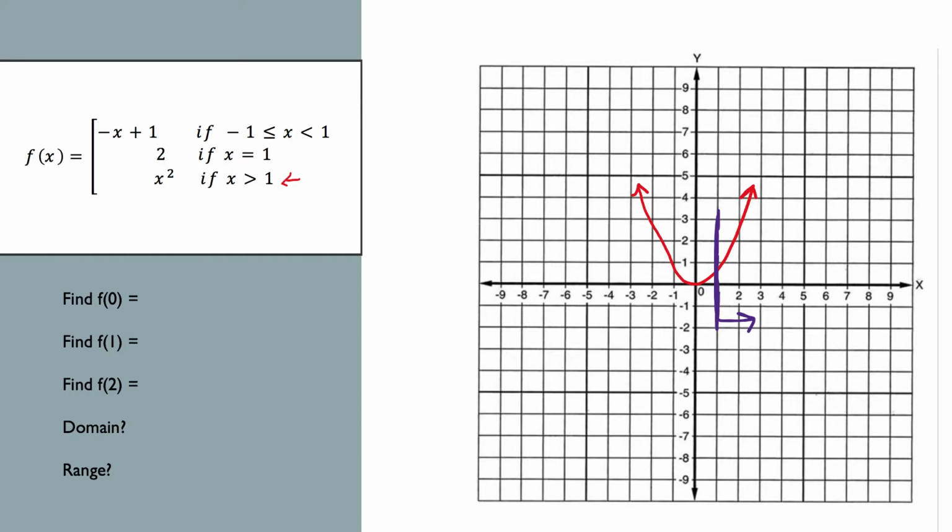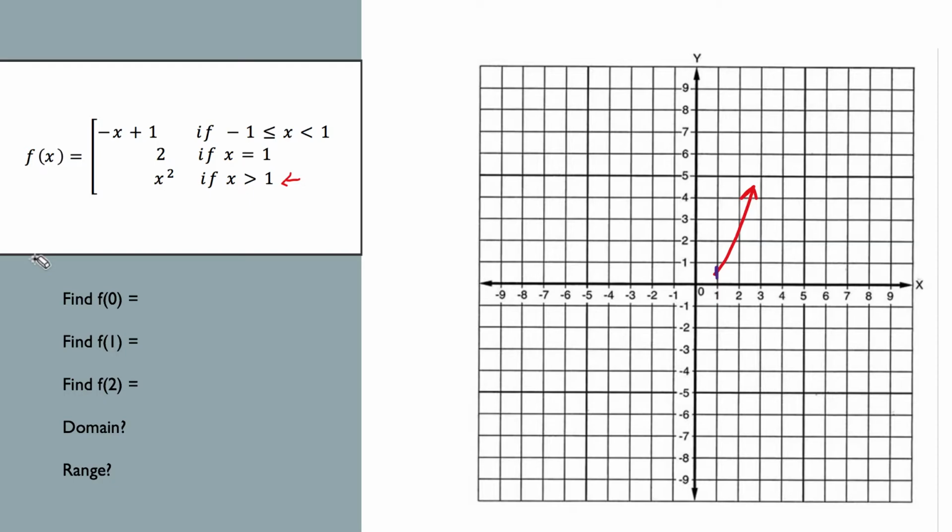All right, so I'm going to come to my graph and erase everything to the left of that purple line. Okay, and then I'm also going to erase the purple line. We don't really need that there. And what I'm left with is the graph for x squared if the x value is bigger than 1.